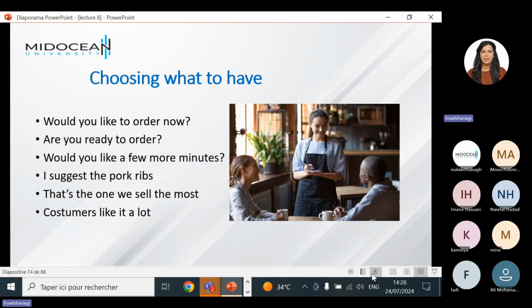Choosing what to have, okay, so would you like to order now? Are you ready to order? Would you like a few more minutes? I suggest the pork ribs. That's the one we sell the most. Customers like it a lot.